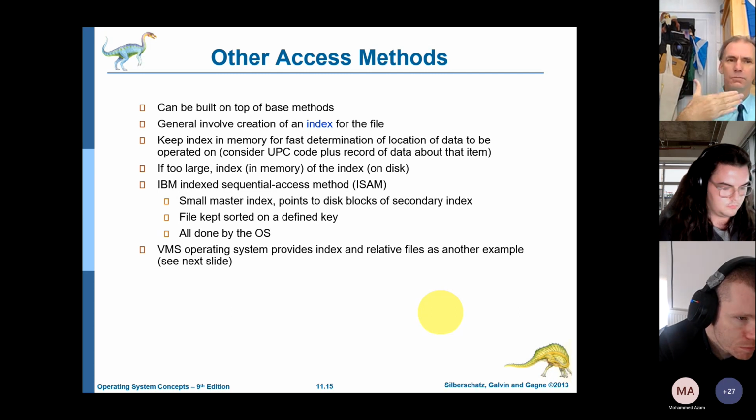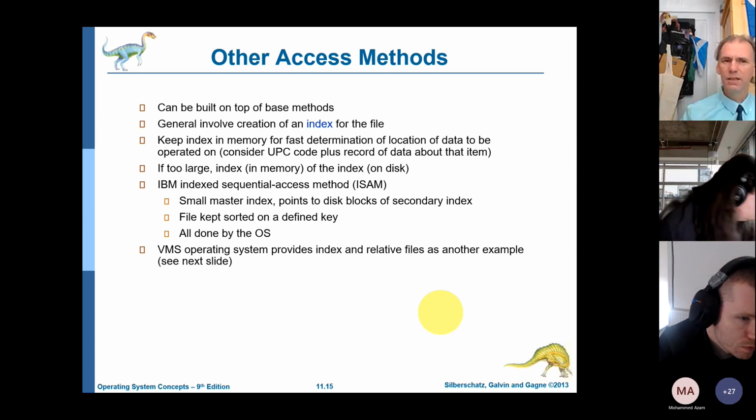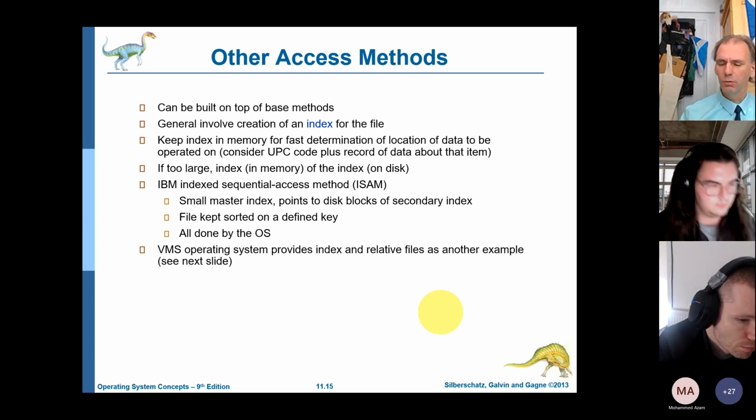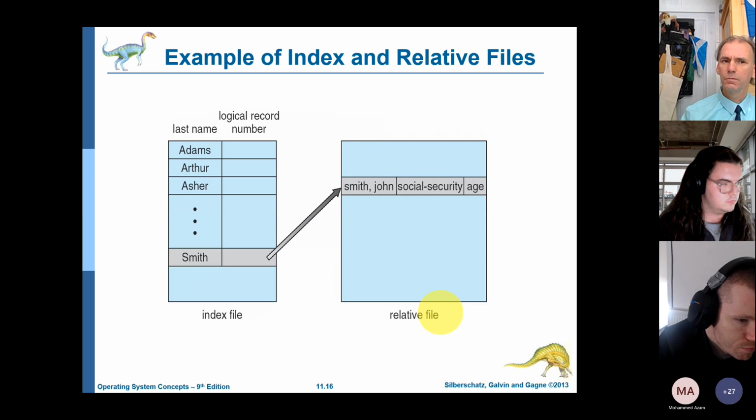ISAM is used daily. It's still a big thing in commercial systems. VMS, not so much. There's still some about there, but mostly virtualized now. But it's not the point because we use these same sort of structures now. So we can have an index that says, okay, we want to look up the record for John Smith, and that then tells us where it is in the file.